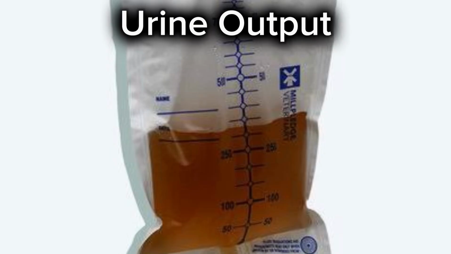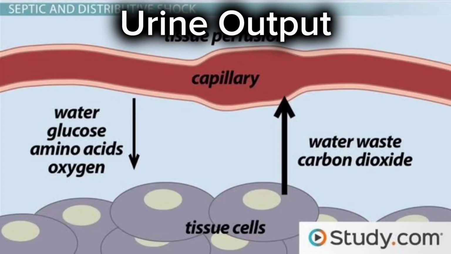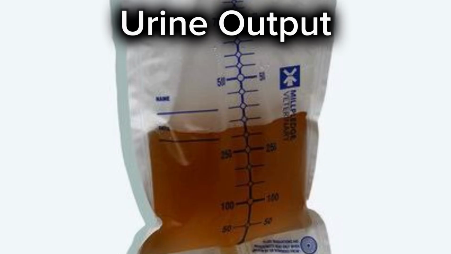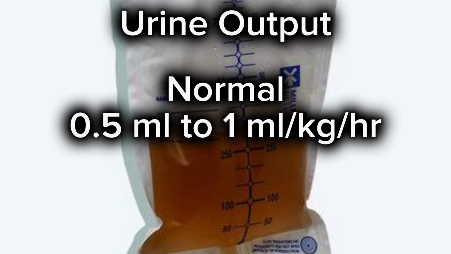Next, let's have a look at the urine output. We all know that ultimately the goal of treatment is to restore cellular and organ perfusion. Ideally, therefore, our monitoring of organ perfusion should guide the management of shock. The best measure of organ perfusion and the best monitor of the adequacy of shock therapy remains the urine output. The normal urine output is 0.5 milliliters to 1 milliliter per kilogram body weight per hour.